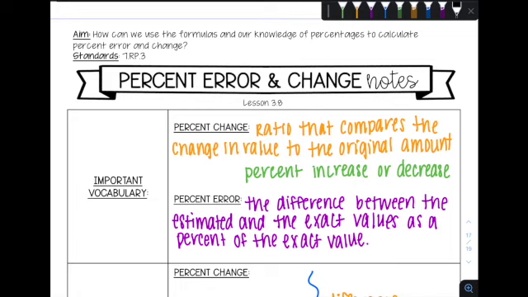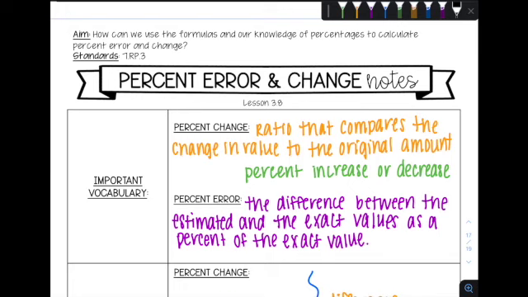Our percent error is the difference between the estimated and the exact value as a percent of the exact value. So you're comparing it again to the exact value or the actual value, the actual amount, whatever you're talking about specifically in the problem. So percent error is essentially the percent of how wrong you were on a guess. So you're estimating, you're guessing a value versus knowing what the actual value is.